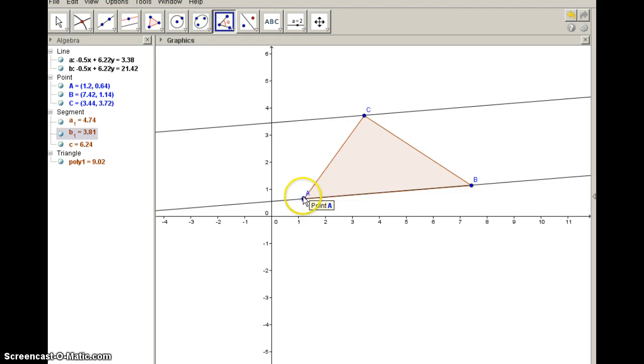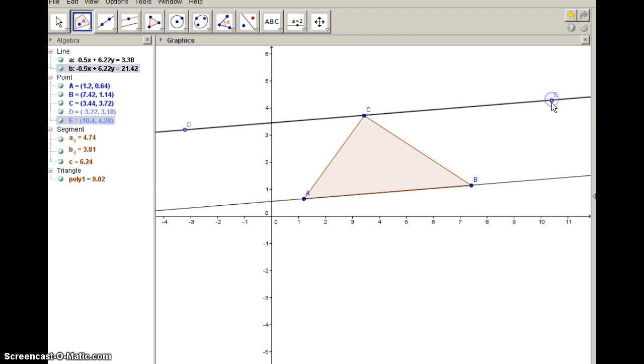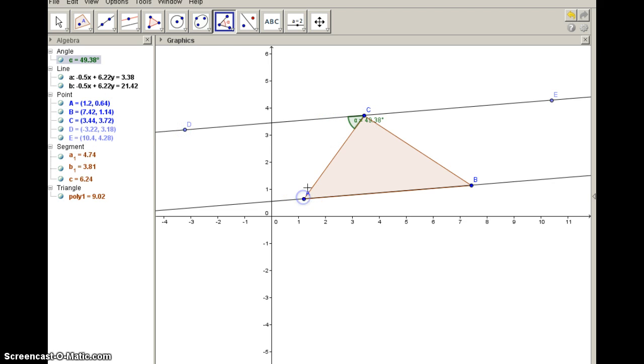We'll measure this angle here. I got to place another point on, so let me place a point over here, and a point over here. Okay, and now let's measure our interior angles using our angle tool. I want to measure the other angle the other way. We go from here to there, down inside there, and you can see that angle right there measures 49.38 degrees.